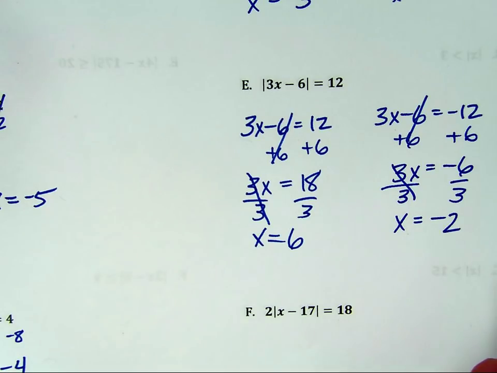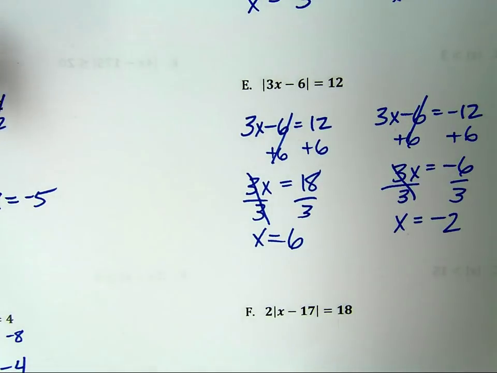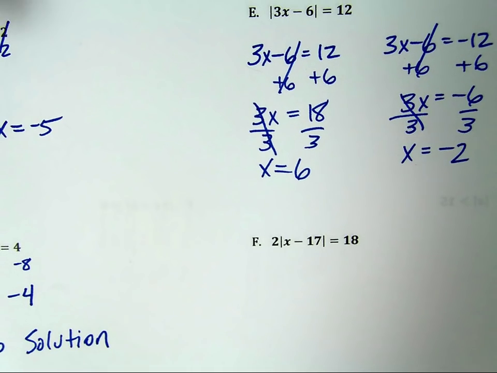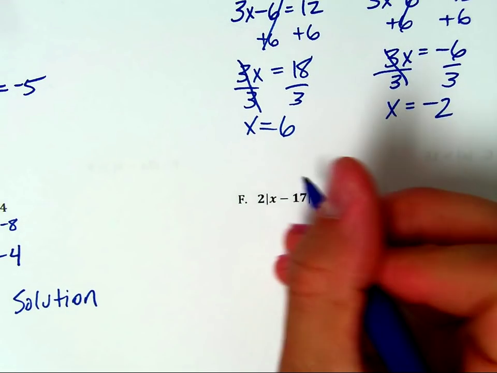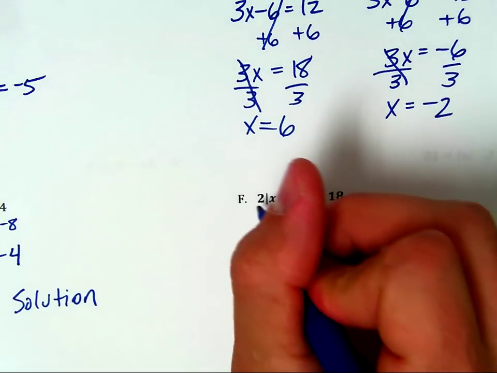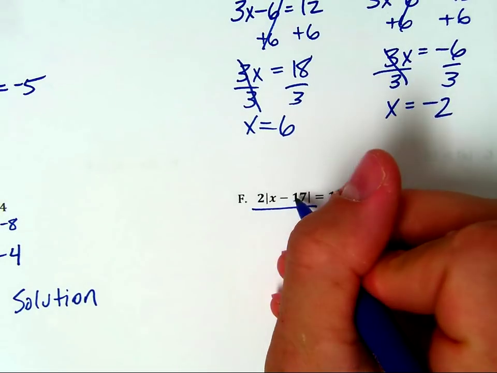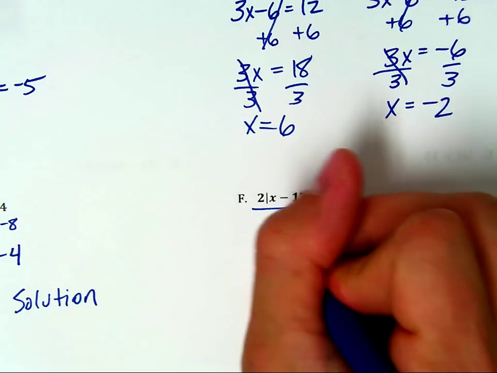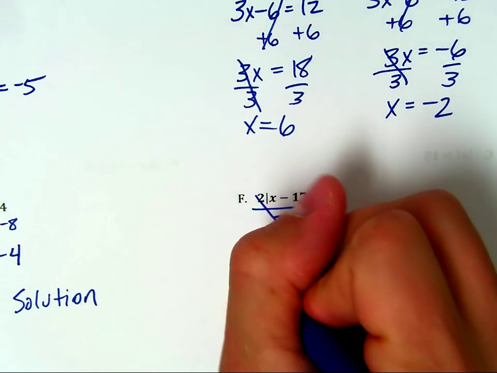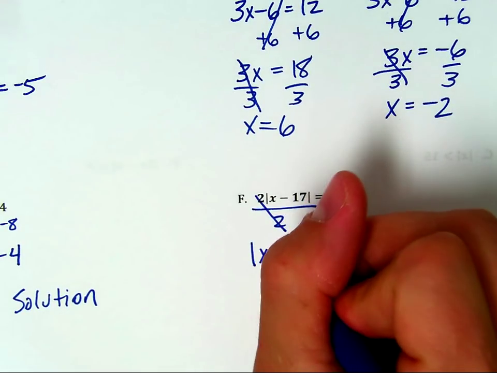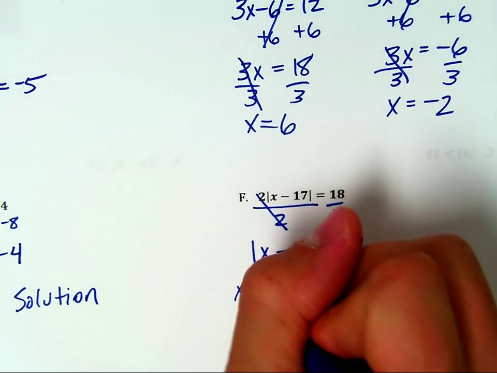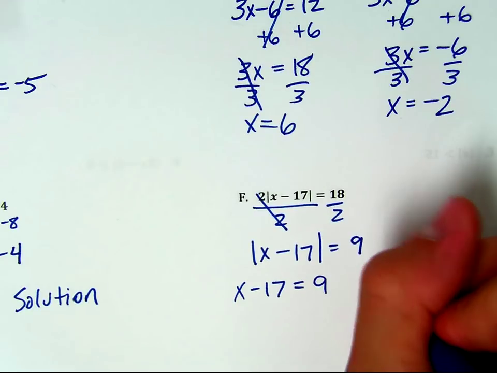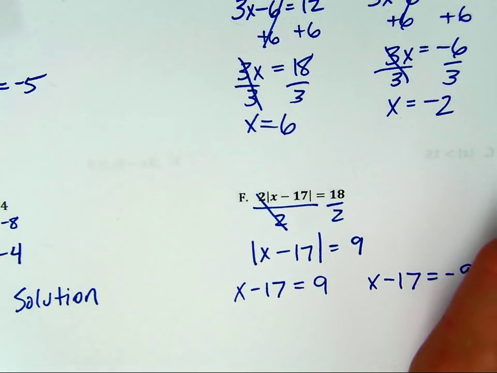All right. Okay, so let's look at one more problem of equations, and then we're going to look at some absolute value inequalities. So first thing, we have to get everything outside of the absolute value gone. So where it's 2 times the absolute value of x minus 17, we're going to divide by 2 on both sides. We're left with the absolute value of x minus 17 equals 9. So we say x minus 17 equals 9. x minus 17 equals negative 9.